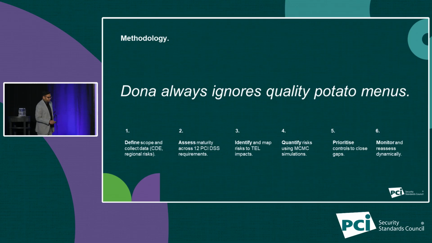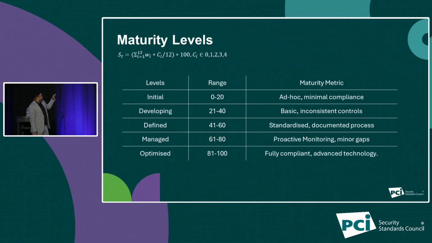Now we'll go a bit deeper into it. We have leveled it across initial, developing, defined, managed, optimized. The reason I've mentioned these levels is because these are very commonly used in the cybersecurity field. You look at other frameworks like ISO or NIST or any other risk management frameworks, they basically do it with initial, developing, defined, managed, and optimized, ranging from 0 to 100. So 0 to 20 is ad hoc, minimal compliance, 21 to 40 is basic, inconsistent controls, 41 to 60 is standardized, documented process, 61 to 80 is proactive monitoring, minor gaps, 81 to 100 is fully compliant, advanced technology. This particular methodology is being used by many regulators at present in many regions, where I have been personally helping them to build this as well.